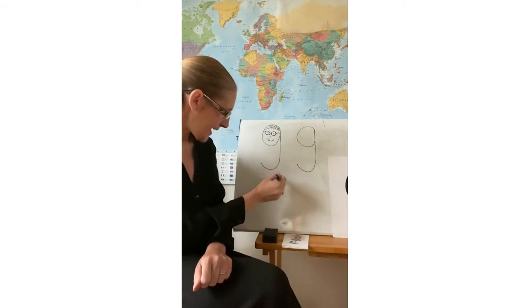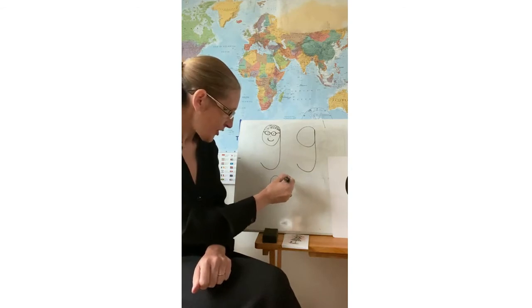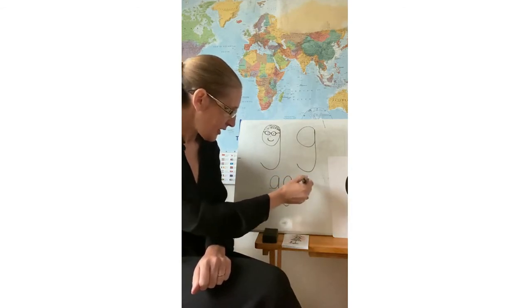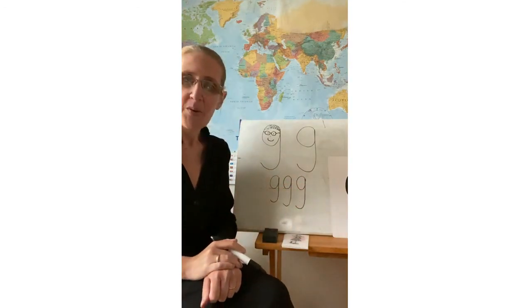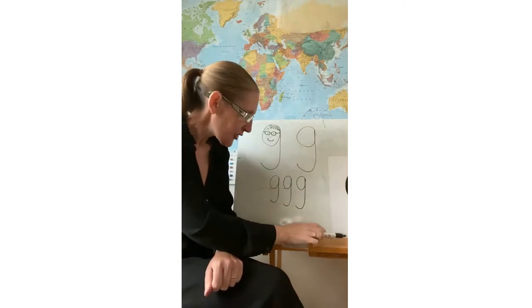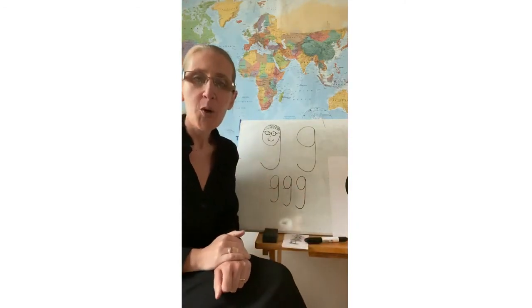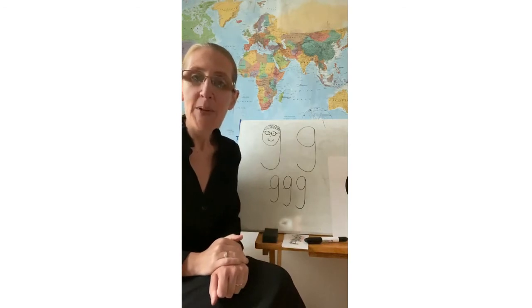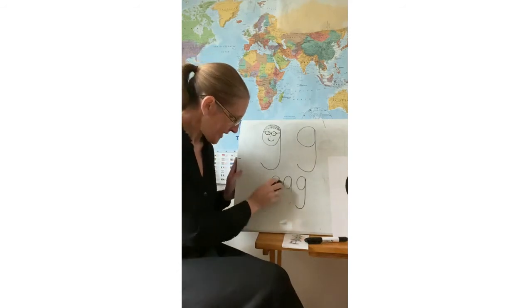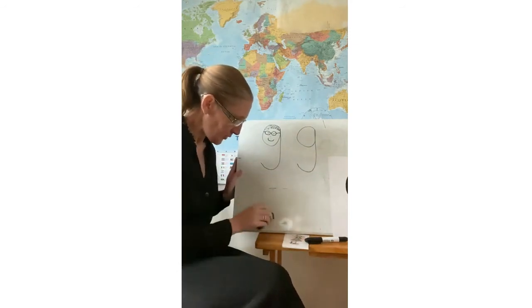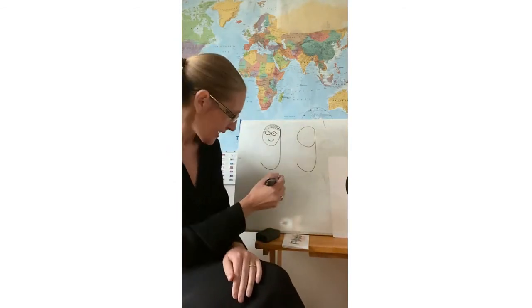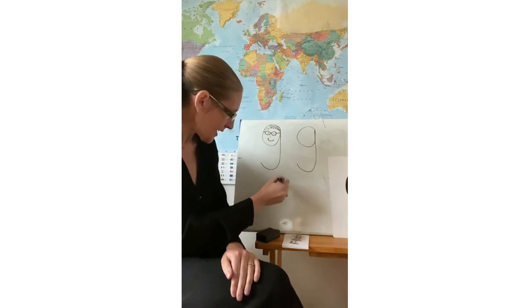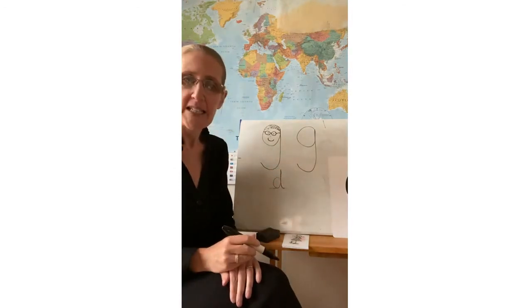Round the girl's head and down her curl. There we go. Excellent. Now, not only do we have to practice our g sound, we're going to do some speed writing, and that means we need to practice some of the sounds that we've already learned. So, let's rub these out and let's think of which sounds we're going to do today. I think we'll do d. Can you write that? Remember, round the dinosaur's body, up his neck, down his feet.